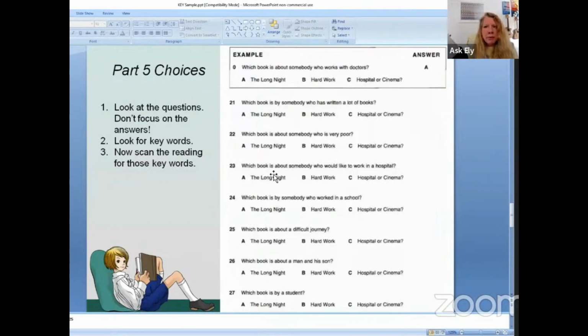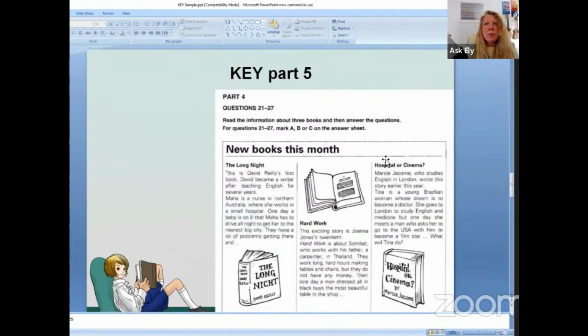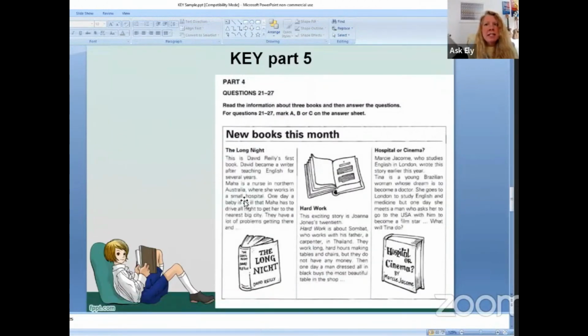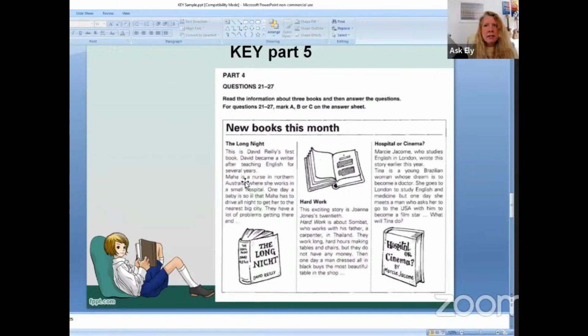Okay. Which book is about somebody who would like to work in a hospital? Now be careful. Who would like to? Now that's a conditional. It means they don't work in the hospital, but they would like to work in the hospital. So we already know that Maya is a nurse and works in a hospital. She works in a hospital. Right?